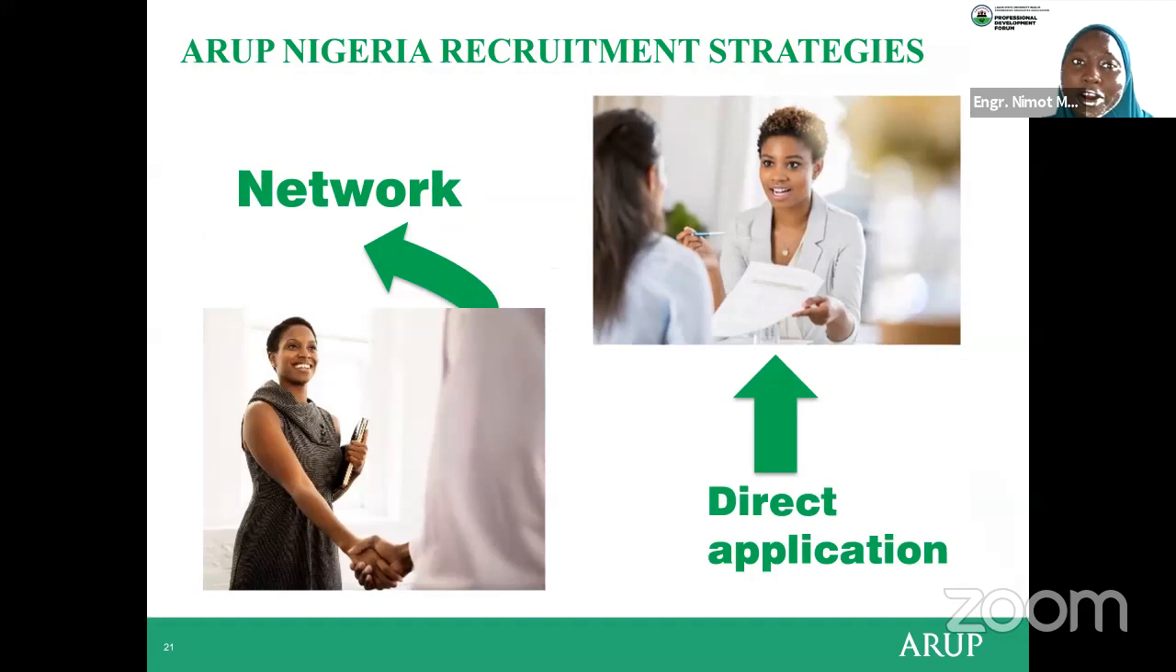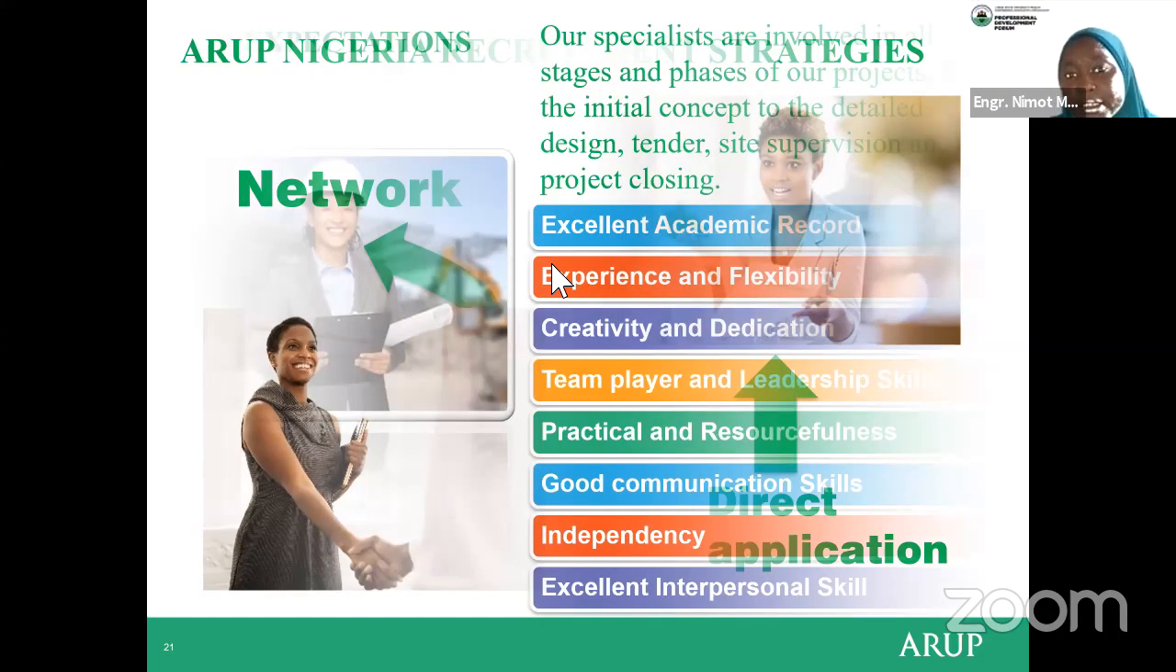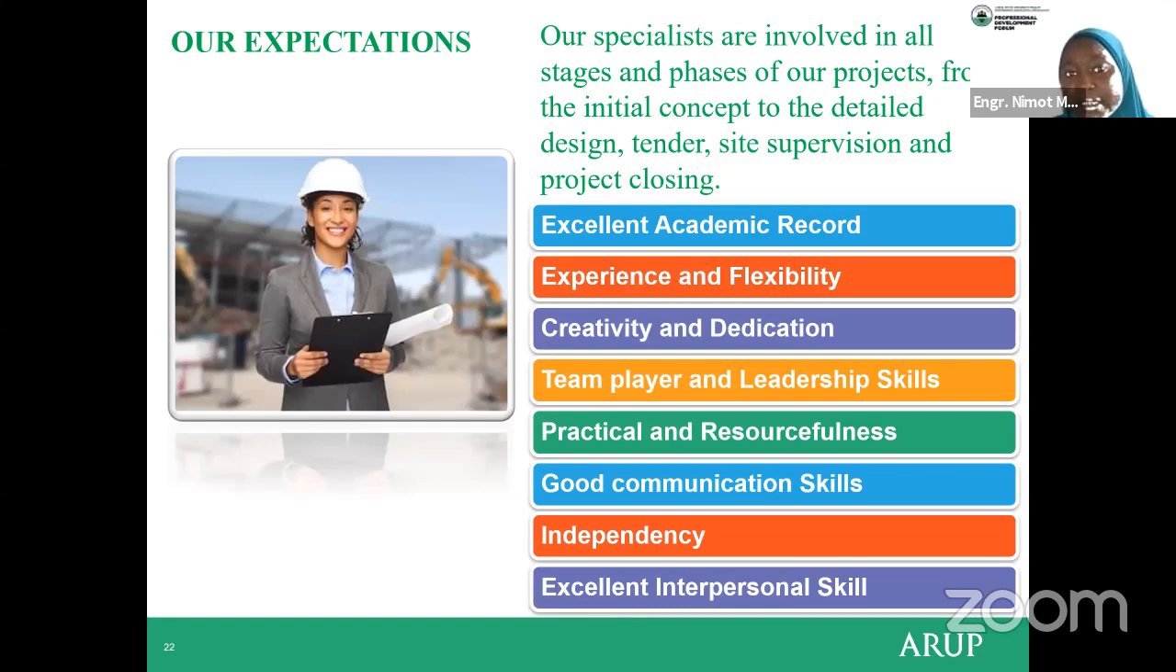So the opportunities, our recruitment strategy is through network. Like for me, after I applied to AROP, I met my chairman at a professional event, and I told him that, oh, really, you are the chairman? Okay. Sorry, he wasn't the chairman then, but he was one of the directors, and I told him that I applied, and he said, okay, they have a process. So my offer came 2 years after. Then you can also submit directly to AROP. And these are the key things we look out for: excellent academic record, experience, creativity, and a whole lot of others.